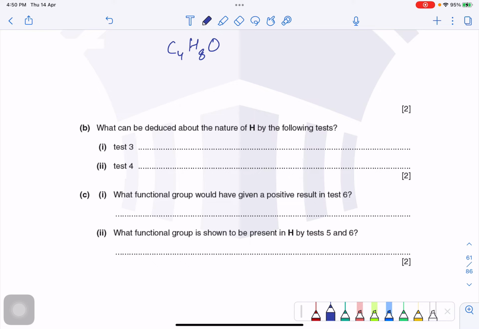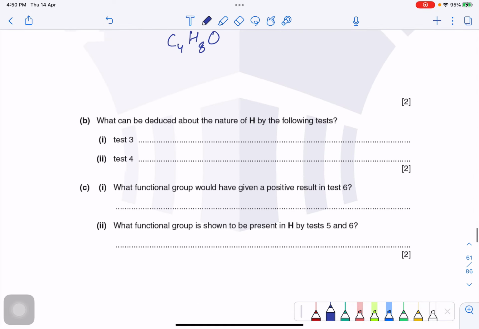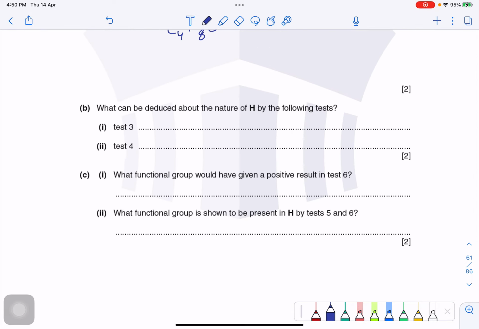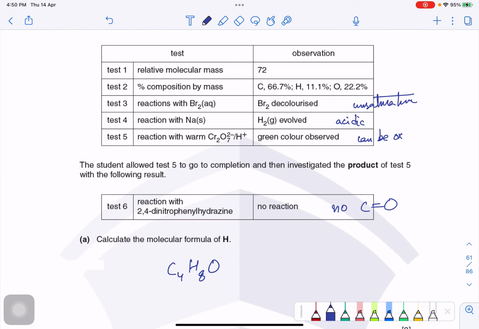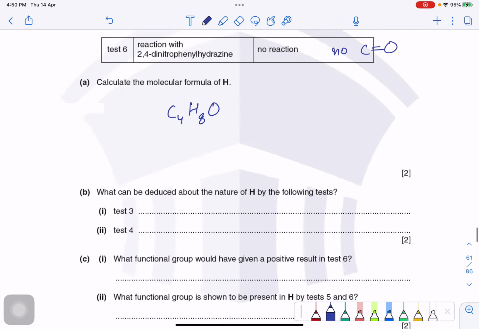What function group would have given a positive result in test 6? Test 6 क्या था? Carbonyl. So you write carbonyl. And what function group is shown to be present by 5 and 6? Let's see. So 5 and 6 together. 5 में उससे ऑक्सीडाइज किया और उससे हमारे पास जो बना. So this must be an alcohol. Can be oxidized, yes, but doesn't have carbonyl. So this is primary alcohol.